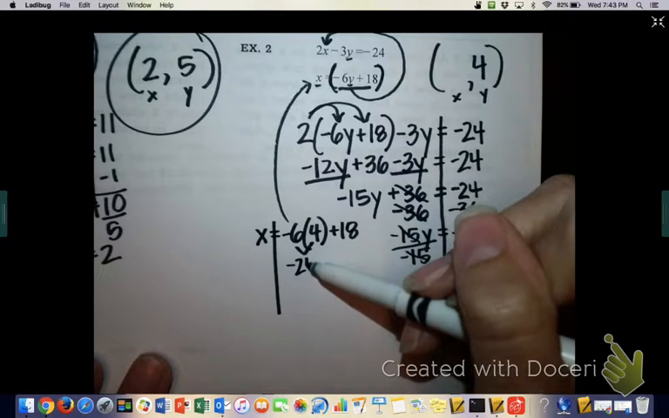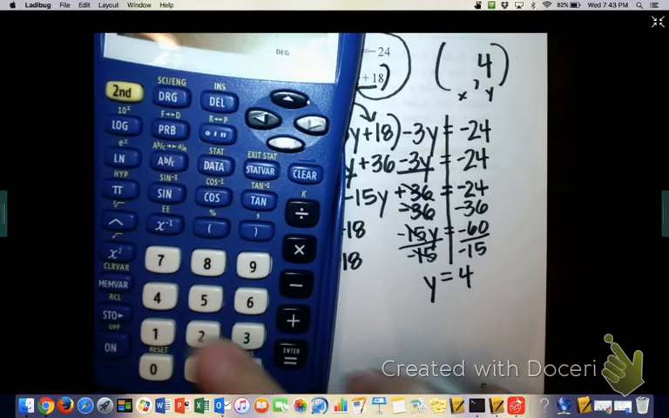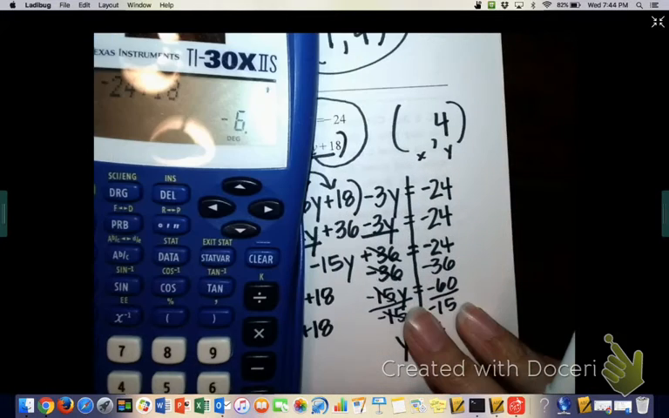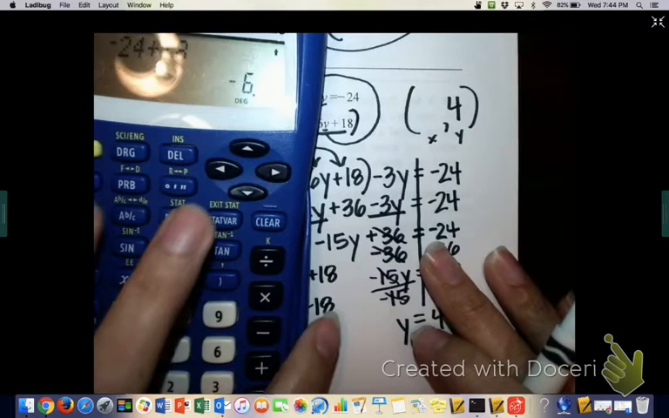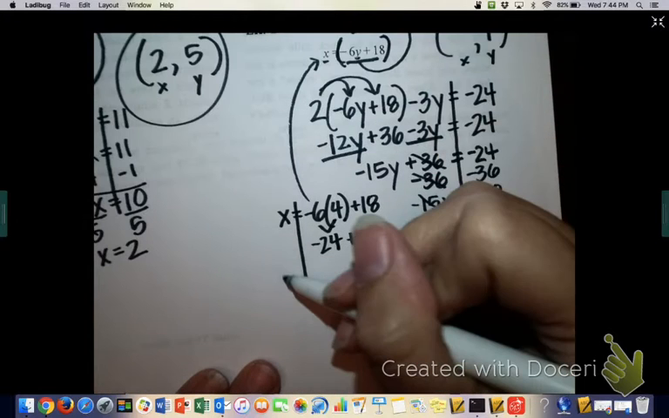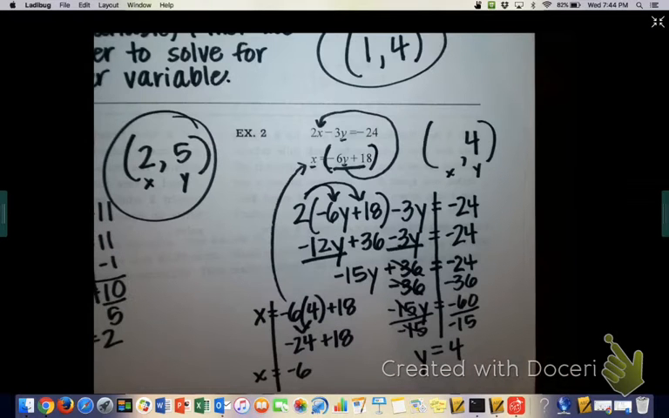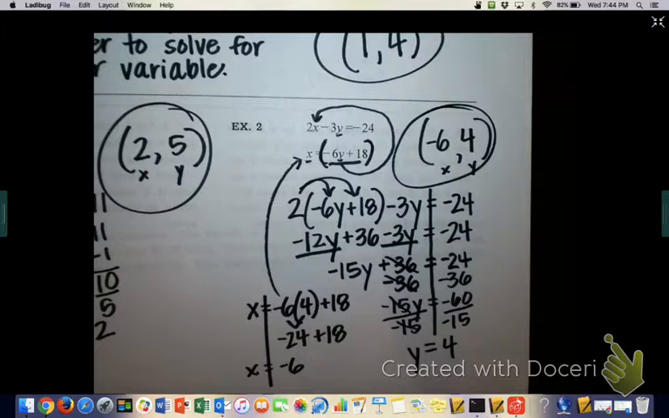I don't know what that is. Negative 24 plus 18 equals, oops, sorry. That would be negative 6. Okay, so x equals negative 6. That is your x coordinate. So the answer is negative 6, comma 4. All right, next page.